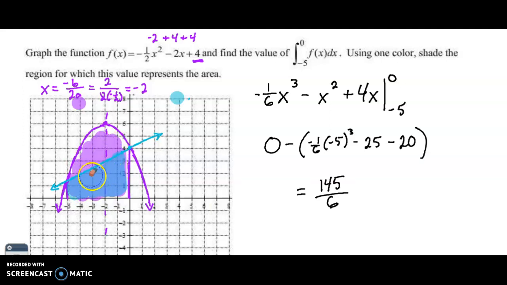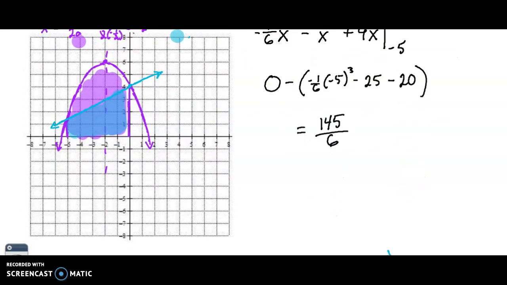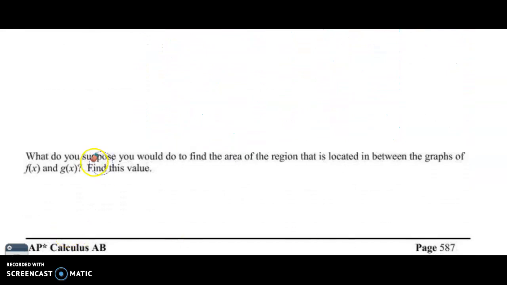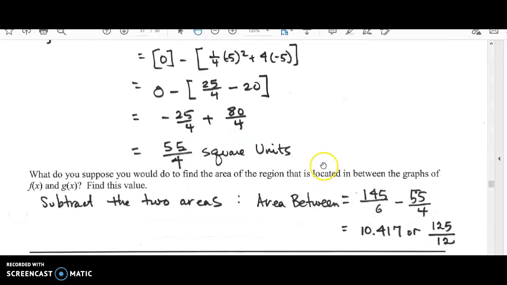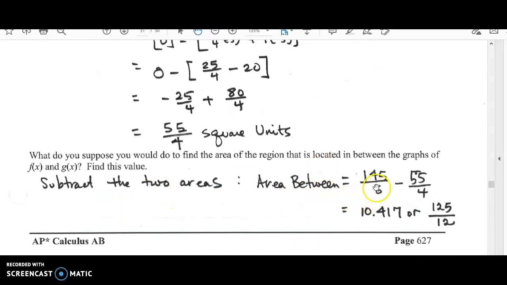So if I want to just find the area between the two curves, what I should be doing is subtracting. Your operation is subtraction between the two of those, which is exactly what they do on the next one. What do you suppose you would do to find the area? That answer would be to subtract the two areas. So if you did that, you could either get the exact answer of 125/12 or 10.417.